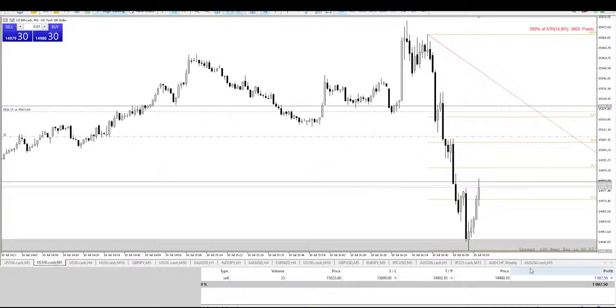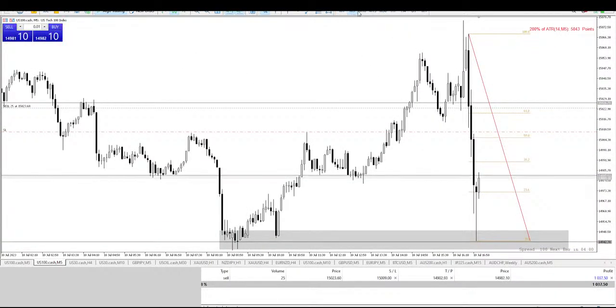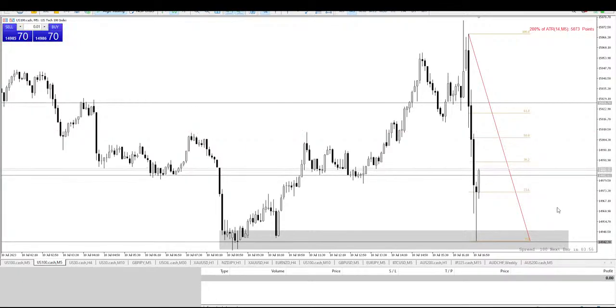And if it does give us a good rejection on this level, I may also be looking to go long, right? Like right now, that's a pretty good rejection right there. So I'm out. And then let's see what happens next here.